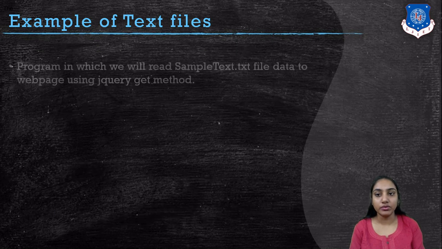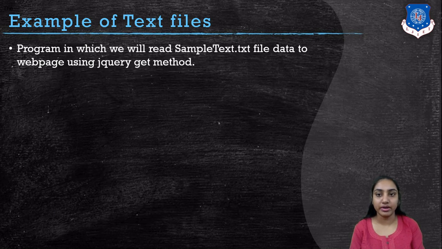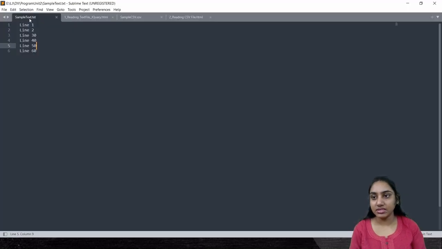Now we are going to use all of this in our program, in which we have the sample txt.txt file, and we will use the jQuery get method. So let us go to the programming. Here you can see that this is our sample txt.txt file, in which I have line 1, line 2, 30, 40, 50 and 60.